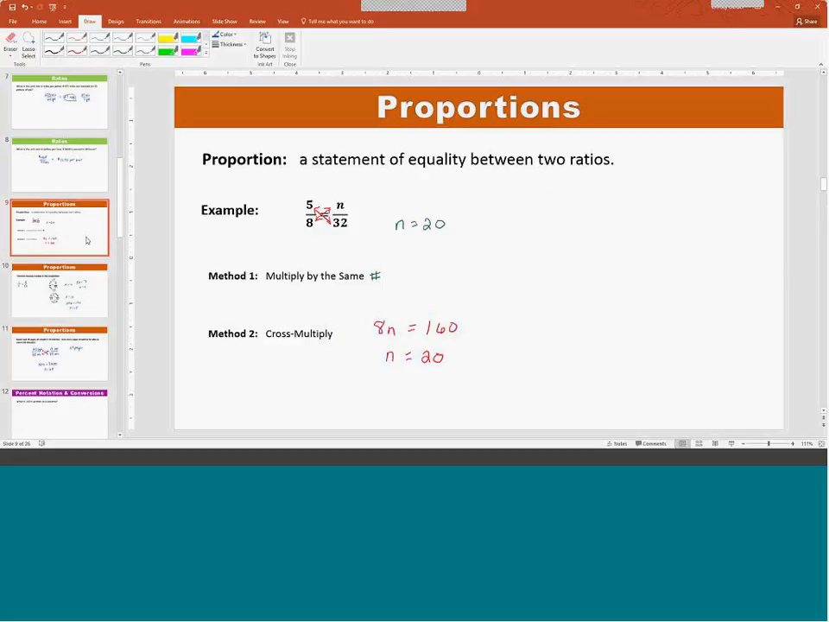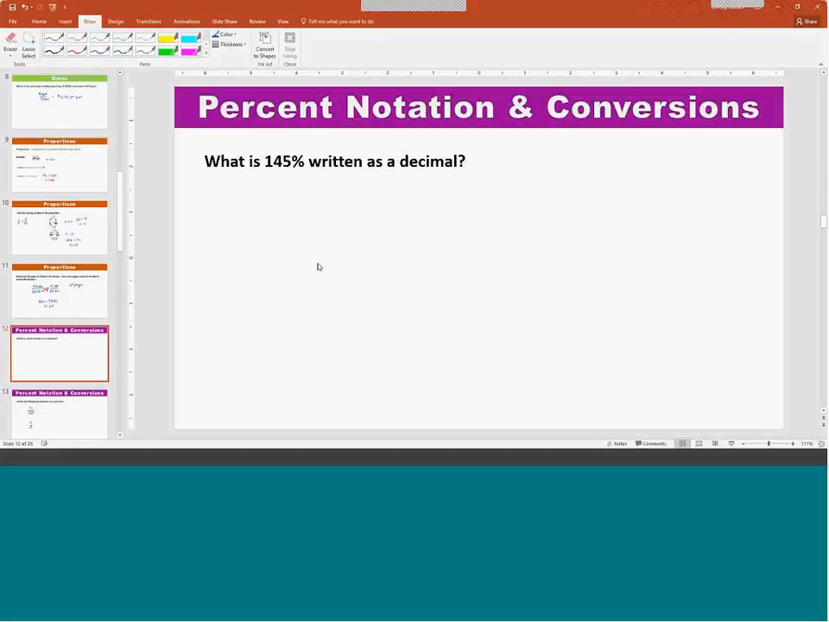We're in proportions. This is very important because you're going to be using proportions. You can either use method 1 if it works out for you, multiply by the same number in the numerator and denominator, or use your cross-multiplication method to solve a proportion. Now let's move on to percent notation and conversions.